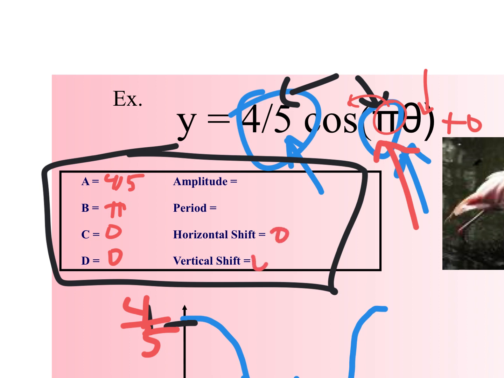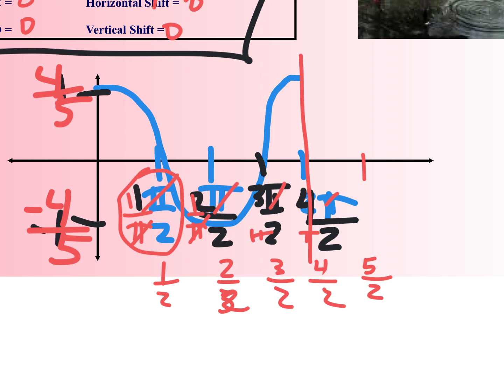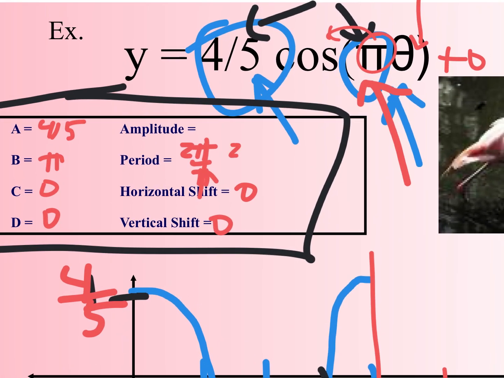And the horizontal shift is 0, vertical shift 0, period. Oh, period? Well, period is 2 pi over b. Do you remember that little formula? What was our b? B was pi. Period is 2. How else could I have known that? Look right here. That's where it ends, right? It ends at 2. Period was 2. Yep. It's where the cycle stops and you're just going to start over again right there.